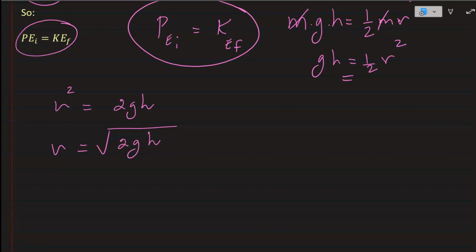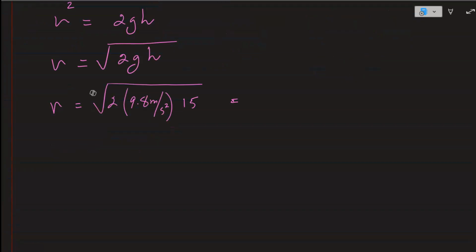Okay, now we're going to plug numbers in. So here it is, I plug numbers in, and you'll get 17.1 meters per second. That would be the speed, the velocity just before hitting the ground. Okay, so that's the answer to that. Don't forget, whatever you get inside of this radical, you have to take the square root of it, and that's what you will get.